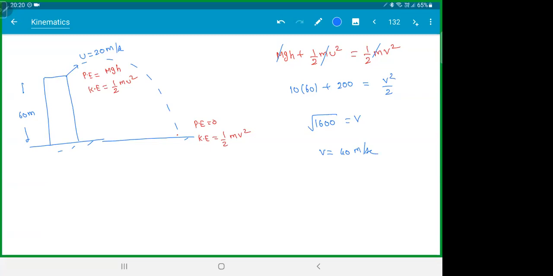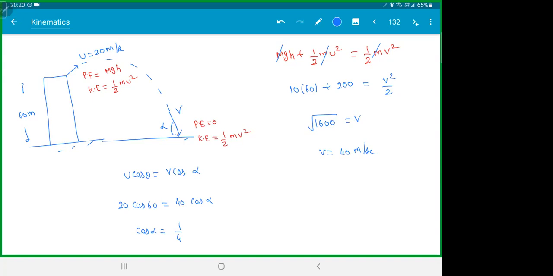Easy. And if you're hitting the ground with 40 meters per second v and angle alpha, I know u cos theta is equal to v cos alpha. The horizontal component is constant. u is 20, this is cos 60. v is 40 and this is cos alpha. So cos alpha is equal to 1 by 4. There you can find alpha also.